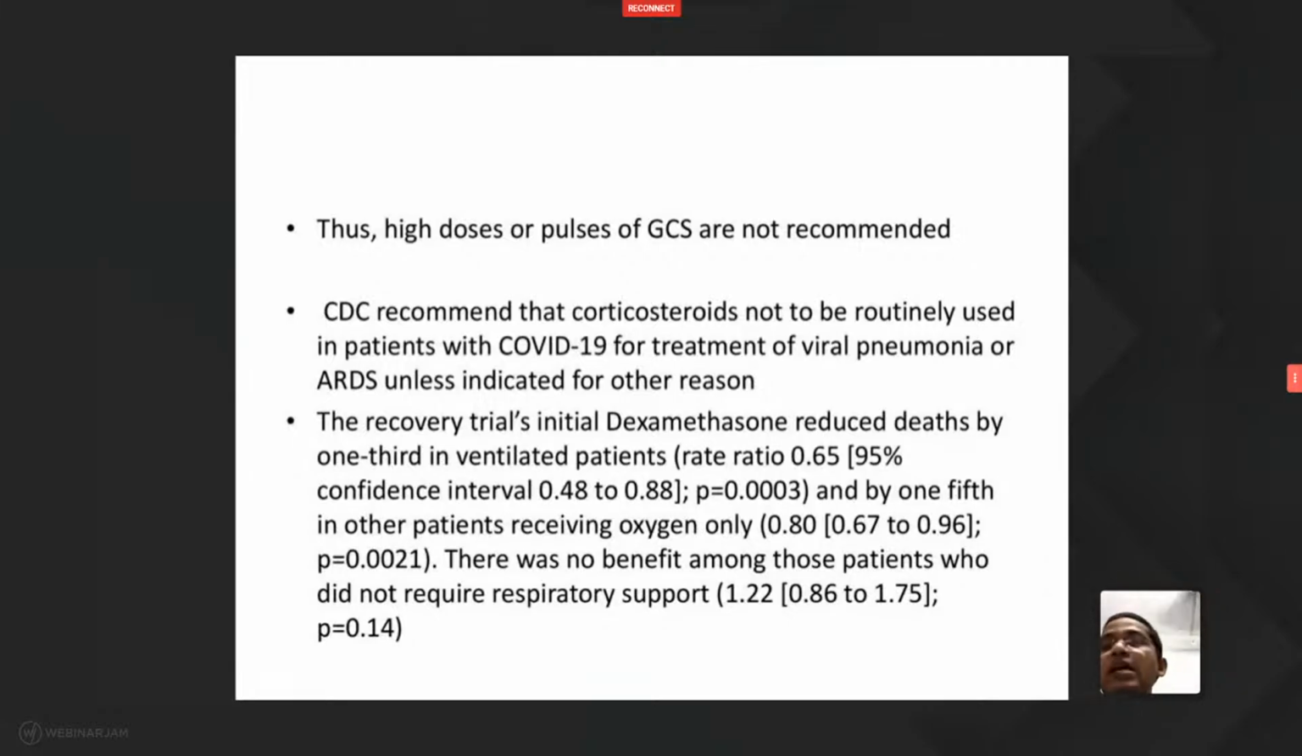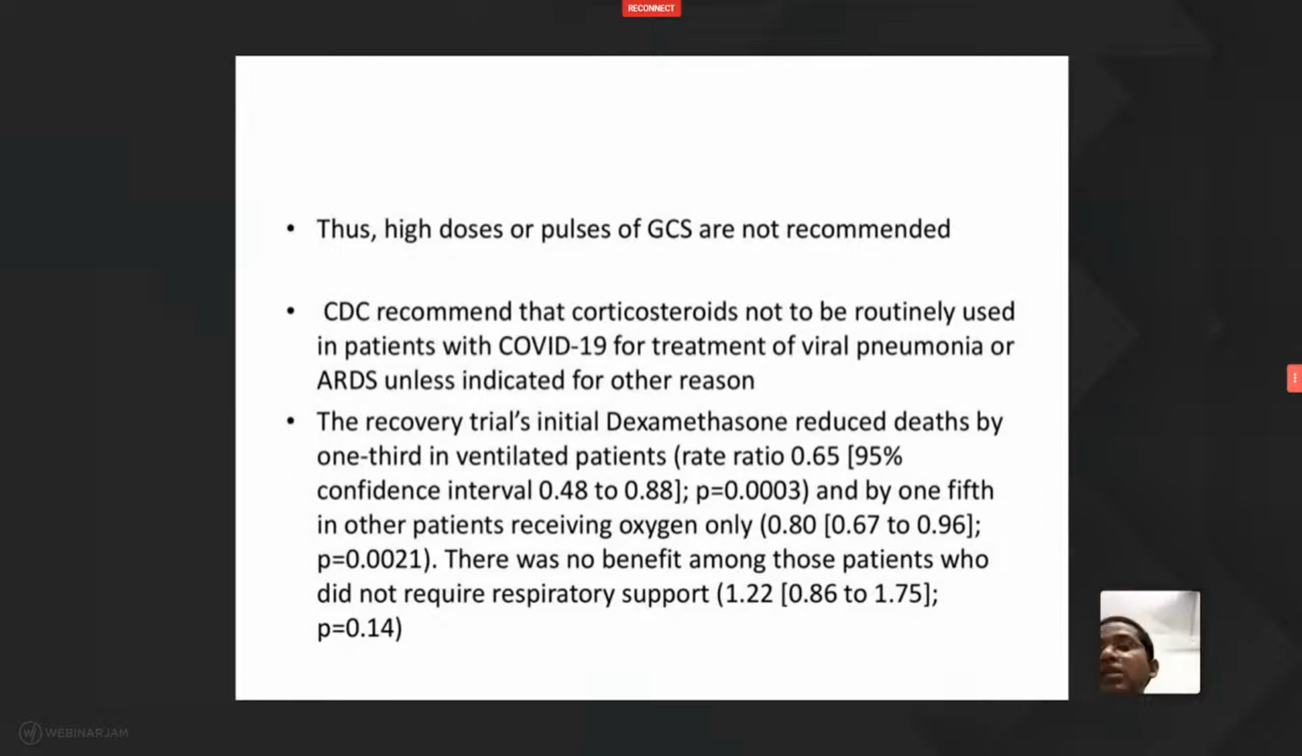And the CDC also recommended that corticosteroid not be used routinely in patients with COVID-19 for the treatment of viral pneumonia, unless there is another reason for the use of glucocorticoid steroid.